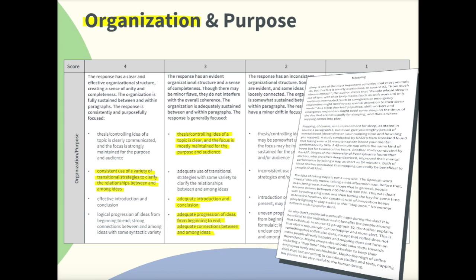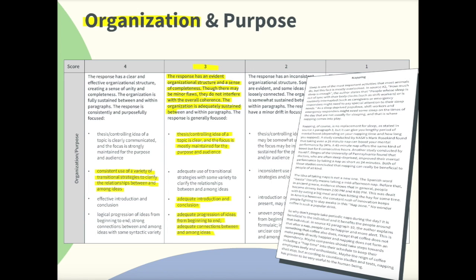The progression of ideas is not quite a level 4 because, although the connections between ideas are clear, the essay flip-flops between a discussion of the problem, not enough sleep, in paragraphs 1 and 3, and the benefits of napping in paragraphs 2 and 4, rather than progressing logically from a focus on the problem to the solution. Overall, the preponderance of evidence that we have tagged related to this dimension suggests that a score of 3 is most appropriate.